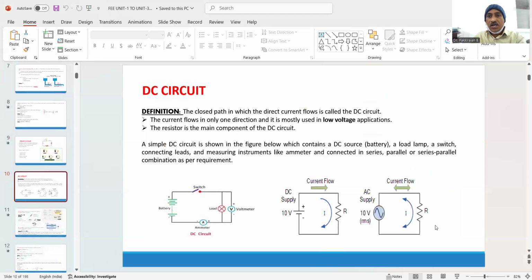So some of the representations of DC circuits. The definition for a DC circuit is nothing but a closed path in which the direct current flows. By default, you can see some of the simple DC circuits shown below with the help of a DC source or a battery and a load like a lamp or a bulb through a switch and current carrying conductors or connecting leads.